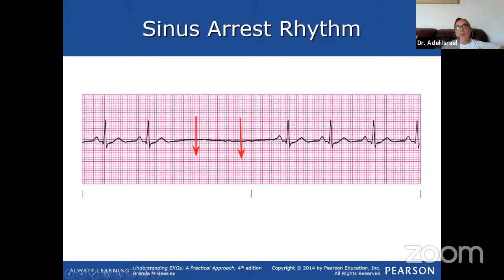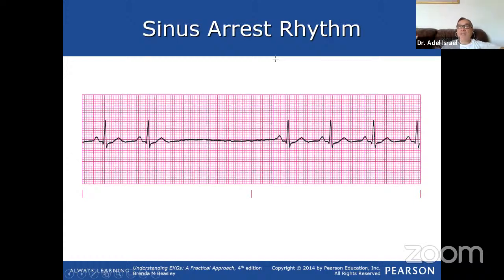Like this is the P wave, QRS, T, P, QRS, T, and everything is within normal. So this kind of rhythm, I will mention that this is sinus arrest. Clear?